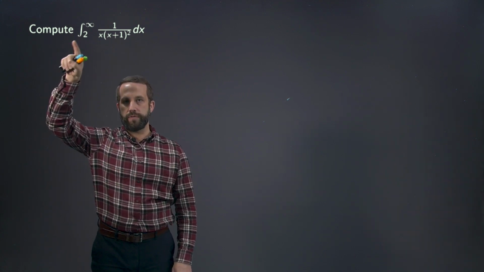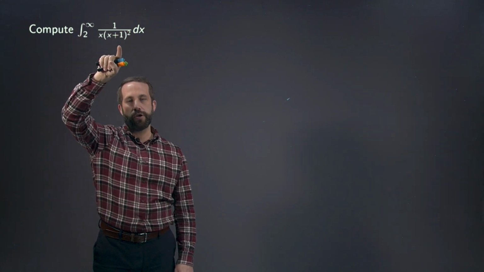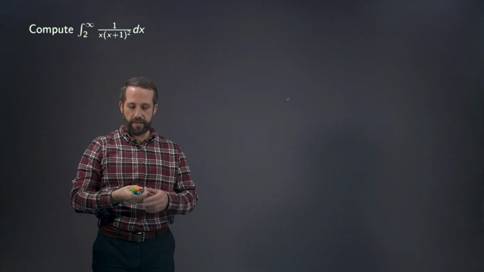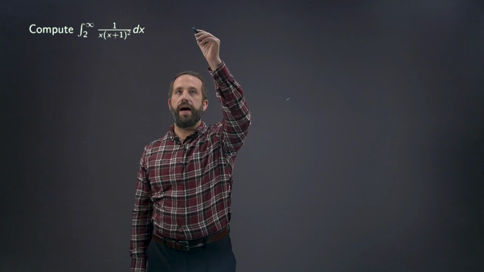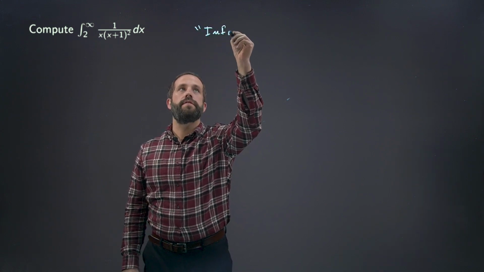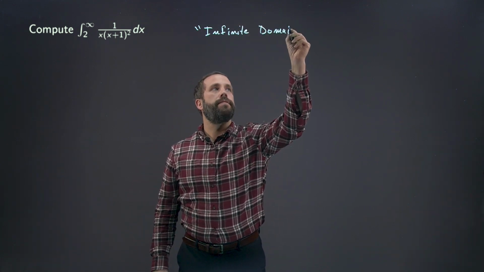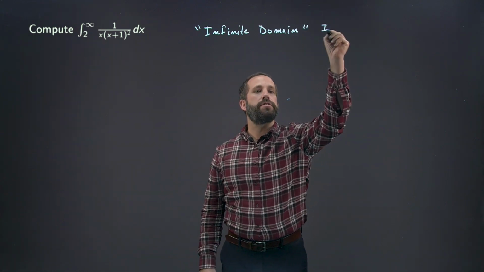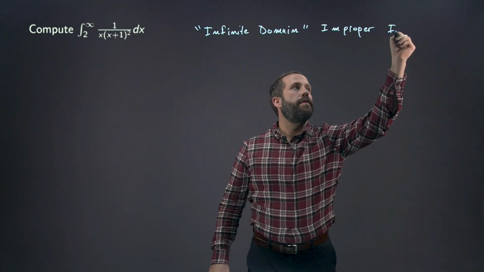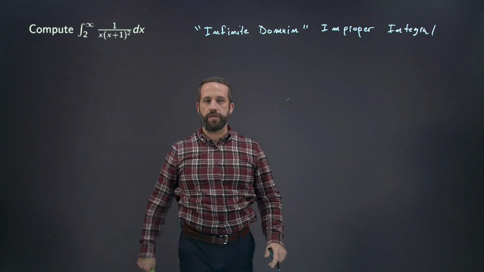So our interval goes from 2 to infinity, but this integrand is continuous from 2 to infinity. There's a discontinuity at 0 and a discontinuity at minus 1, but there's not a discontinuity on this domain of integration. So this is just an infinite domain, I can't remember if we call this type 1 or type 2. This is an infinite domain improper integral. The domain referring to the interval of integration.